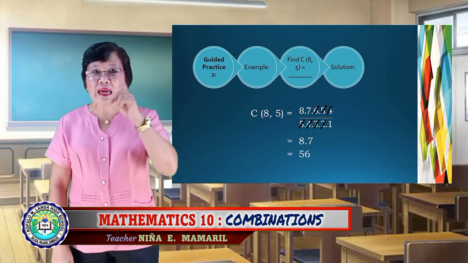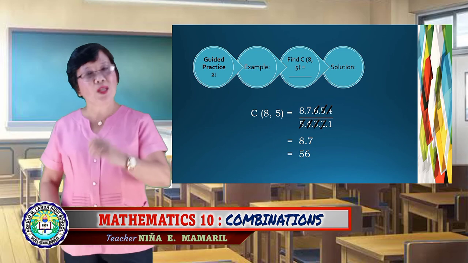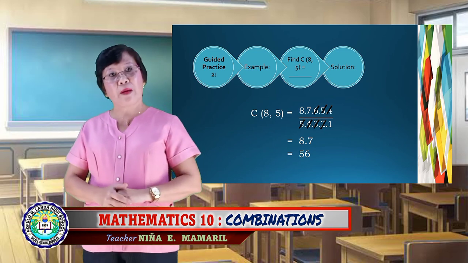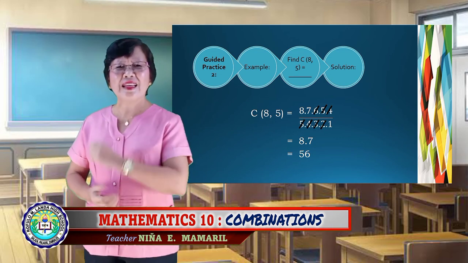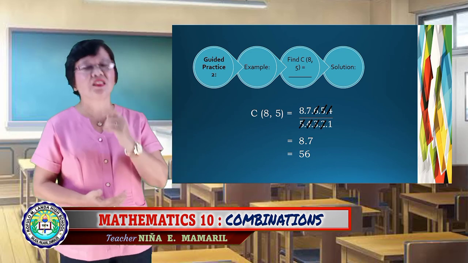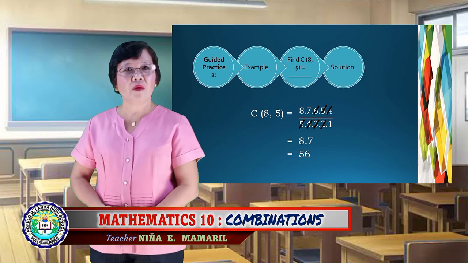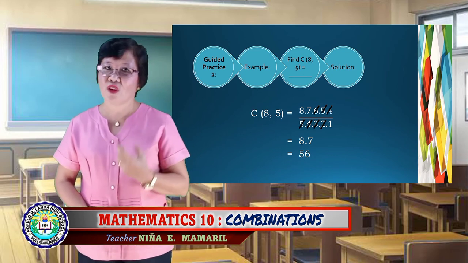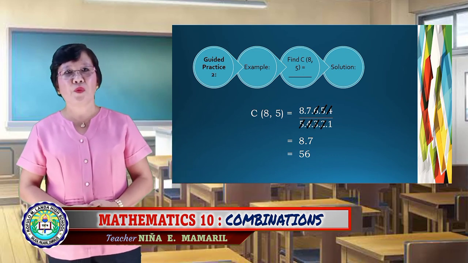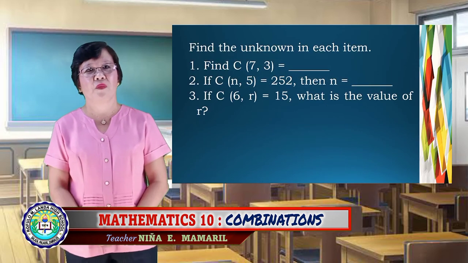We have 8 and 7. And what will be the product of these two numbers? Yes, 56 is correct. Okay, let us now check your retention on our previous lesson.